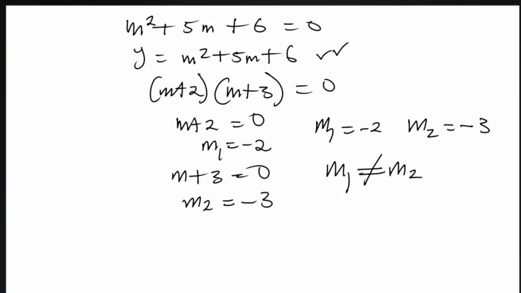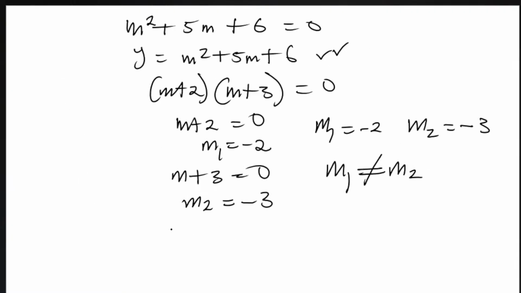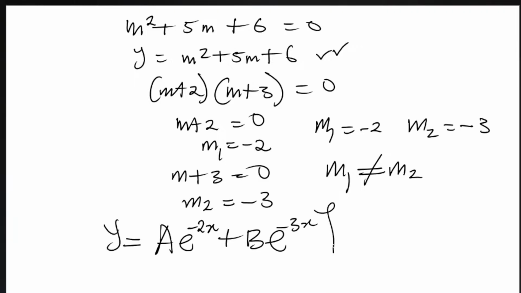So what will be the solution to that equation? Look at your cases. Your solution will be the first case here. So you simply have the solution to this equation to be A exponential raised to the power of m1, and m1 is minus 2x, plus B exponential minus 3x. And this will be the solution to our given equation. The final solution of your given equation.